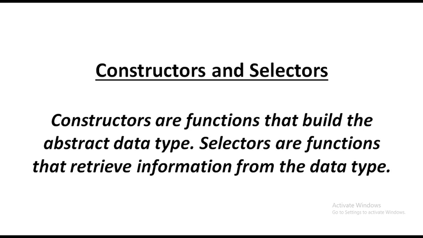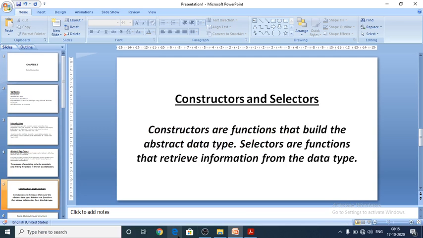Constructors are the functions which are used to create the abstract data type. Selectors are also the functions that are used to retrieve the information from the abstract data type. The abstract data type that has been created by the constructor function, that abstract data type's information can be retrieved with the help of selector functions. Now we will see an example in your book.